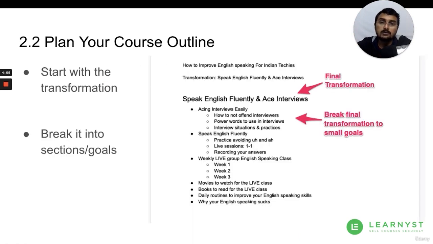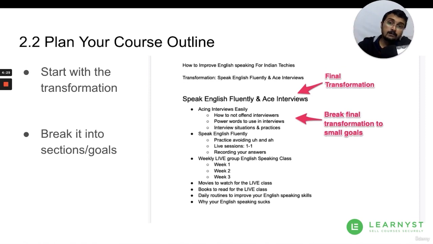So what you can do is take a blank Word document or Excel sheet, and in that you can write your course name, followed by the transformation that you want the students to achieve at the end of this course. So when the course is done, the student, let's say for example, will be able to speak English fluently and ace interviews. This could be the final goal.